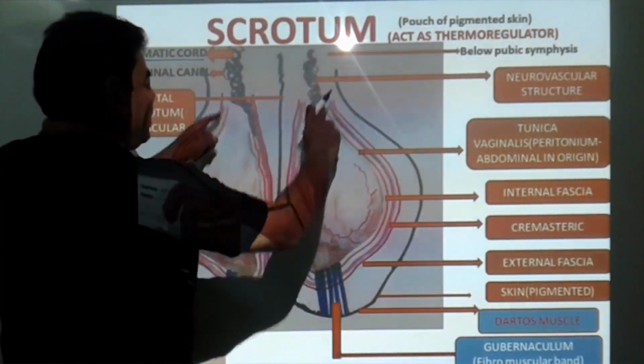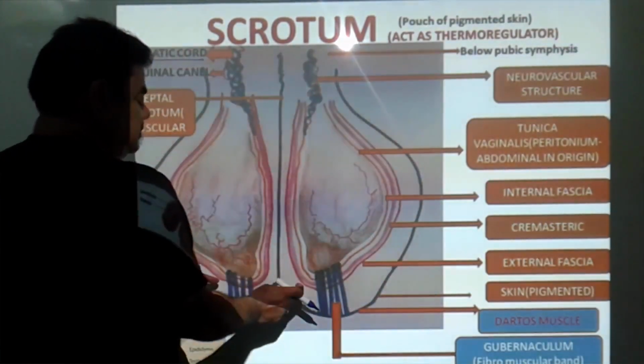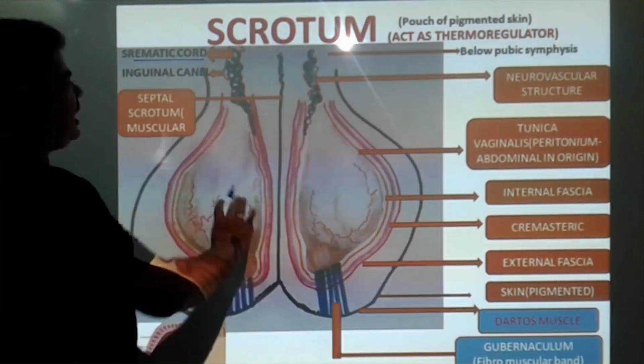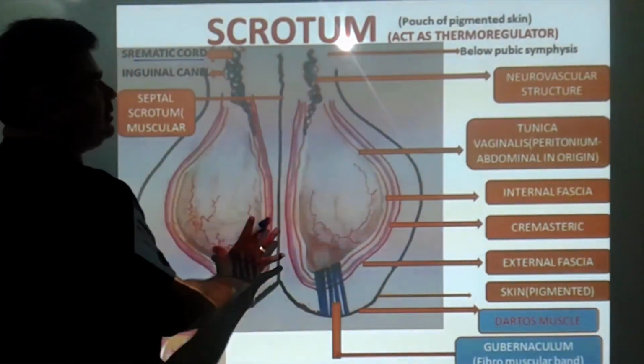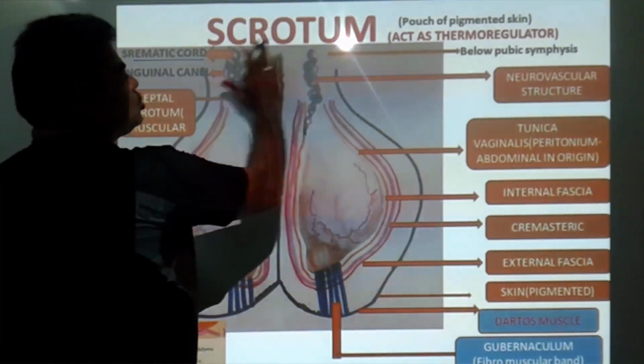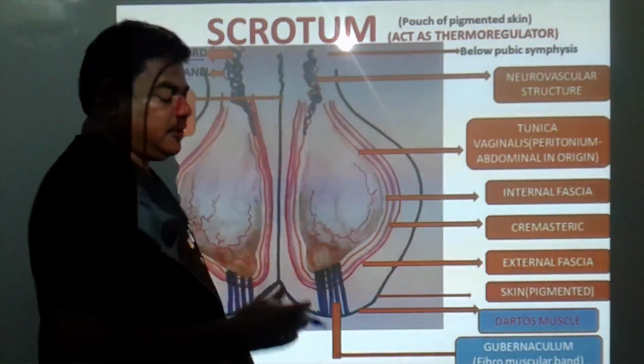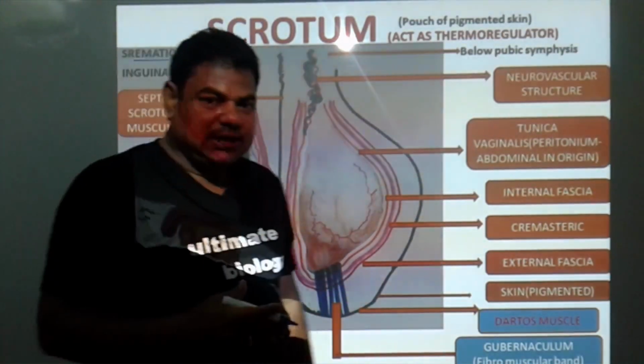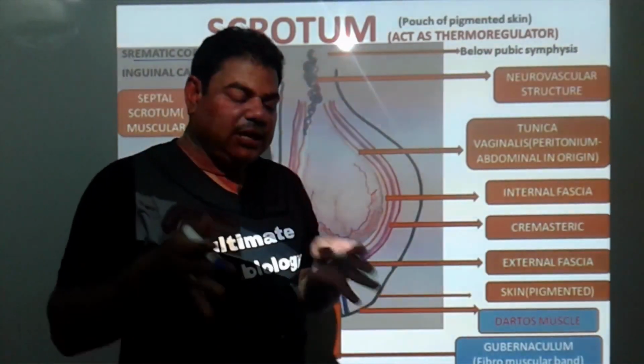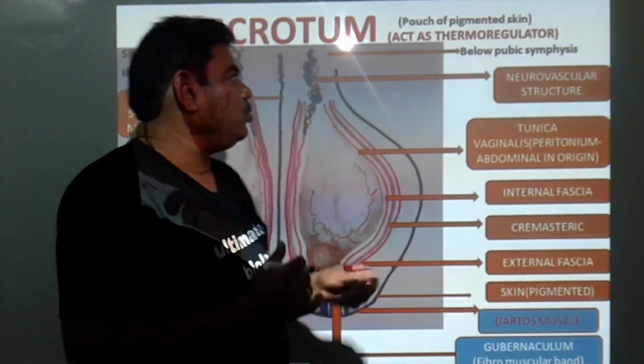And these two testes are present here in the sac. That sac we call the scrotal sac. This is all about the scrotum. And this scrotum and these testes are present outside the abdominal cavity, in between the two legs below.